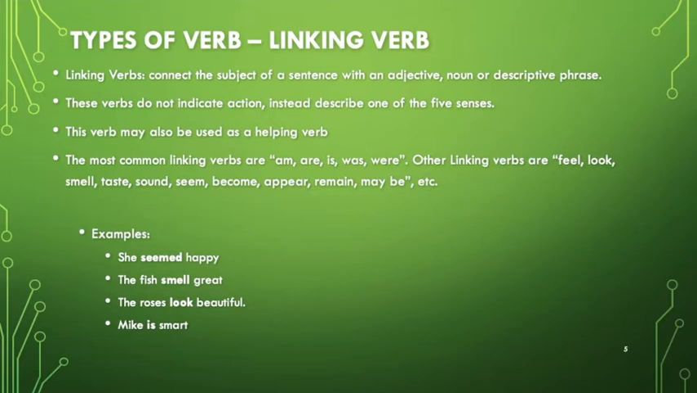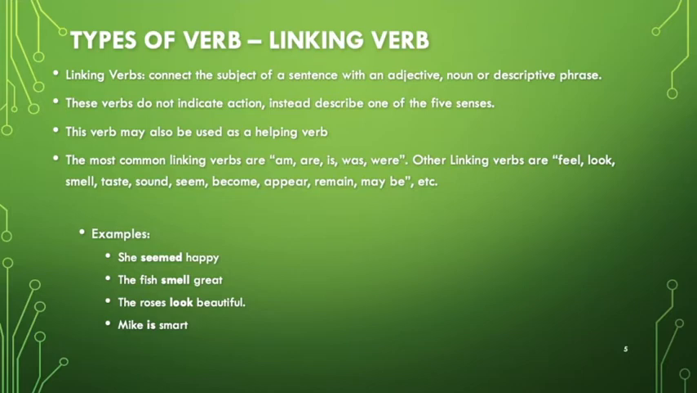What are linking verbs? Linking verbs, as the name suggests, link the subject of a sentence with an adjective, noun or descriptive phrase. These verbs do not indicate action, instead they describe one of the 5 senses. This verb may also be used as a helping verb. The most common linking verbs are am, are, is, was, were. Other linking verbs are feel, look, smell, taste, sound, seem, become, appear, remain, maybe, etc.